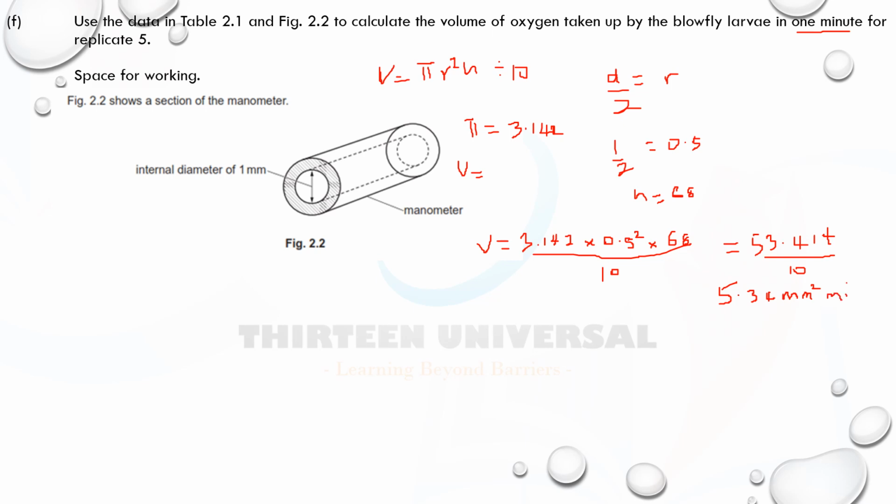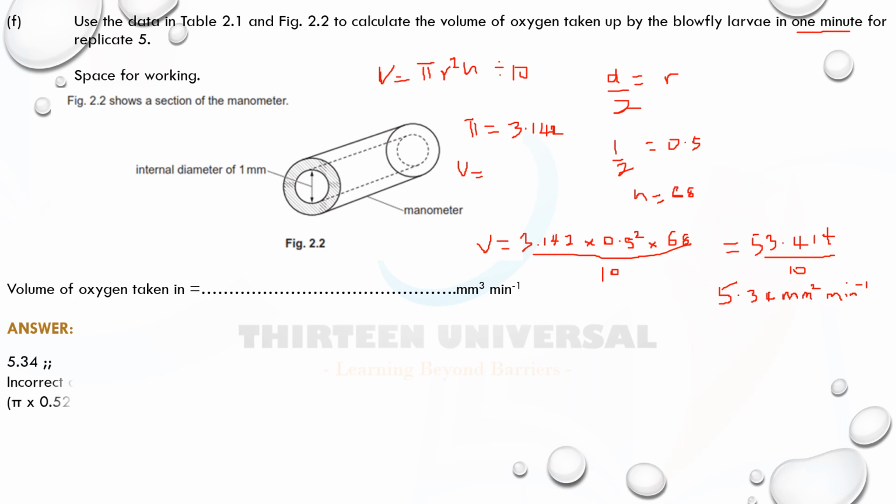All right, let's check what it did. Volume of this, okay, good. This is 0.5 raised to the power 2, with the 2 as a superscript, and this is not plus, this is divided by 10. So the answer is 5.34. But you have to show your working.